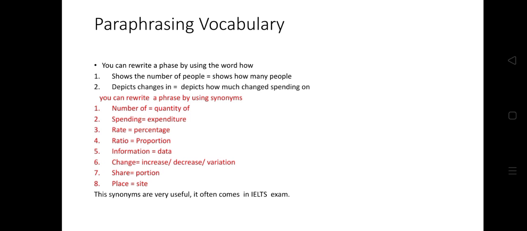You can rewrite a phrase by using synonyms. Number 1. Number of also means quantity of. Spending also means expenditure. Rate also means percentage. Ratio equals proportion. Information equals data. Change equals increase or decrease or variation. Share equals portion. Place equals site. These synonyms are very useful. They often come in the IELTS exam.